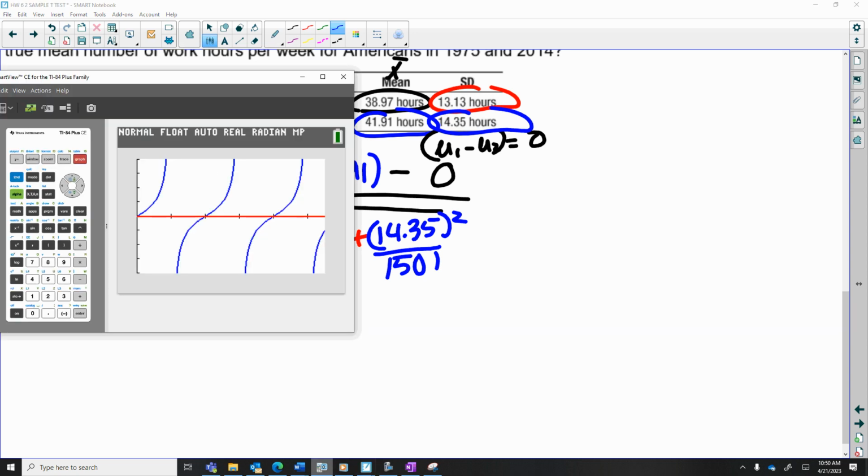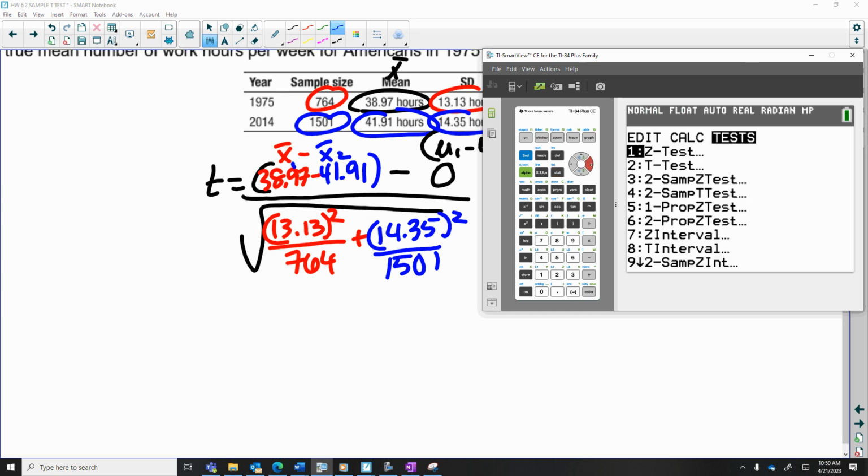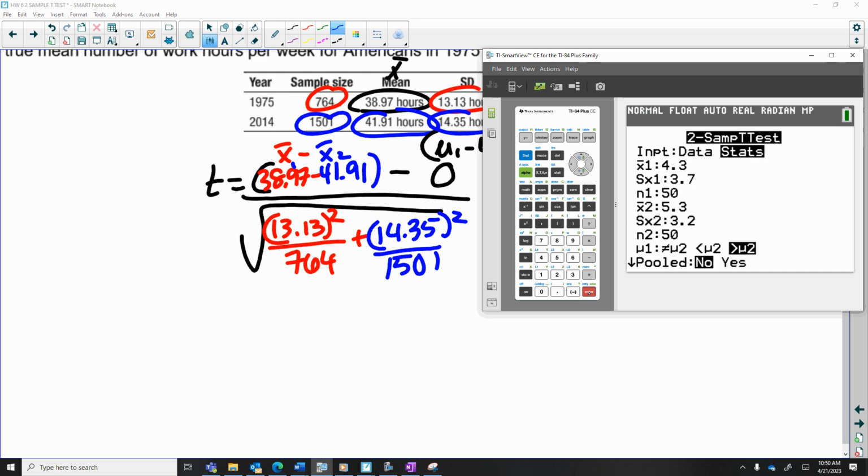We're going to go to stat, then tests, and find our 2 sample t-test, which is number 4. Choose it. If you have data in your list, you choose data. Otherwise, you choose stats. We're going to choose stats because we don't have data in our list. Our x bar 1 is 38.97, our S1 is 13.13, and our sample size 1 was 764. Again, this was from the year 1975.